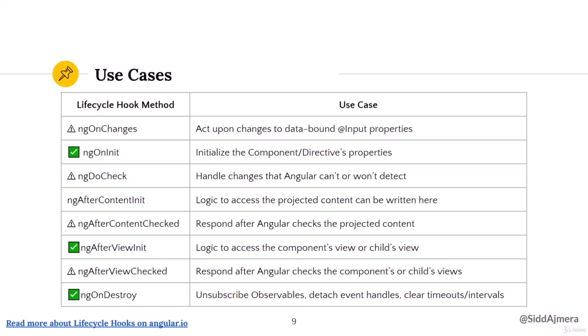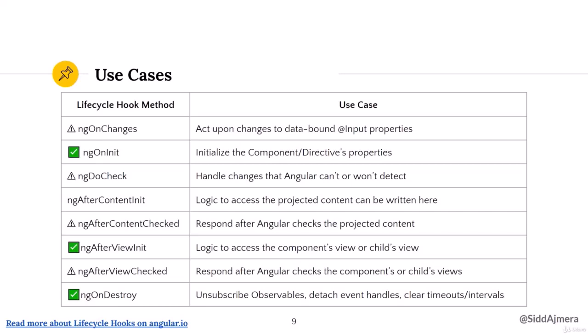Next up, we have ngDoCheck. Now, ngDoCheck is meant for you to handle changes that Angular didn't detect. So there are specific instances which you might come across if you are using some sort of third-party JavaScript library, where Angular might not detect changes in a few scenarios. And if you want to detect changes for these specific scenarios, then you can write that logic inside ngDoCheck. But for usual cases, you won't even have to do it because Angular is actually pretty good at change detection. Next up, we have ngAfterContentInit, and we generally write logic to access projected content in this particular lifecycle hook method.